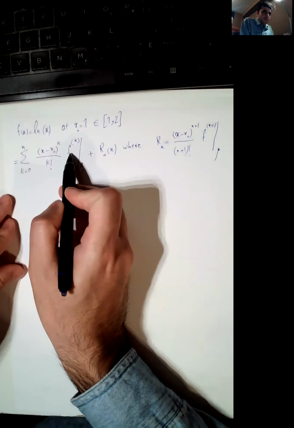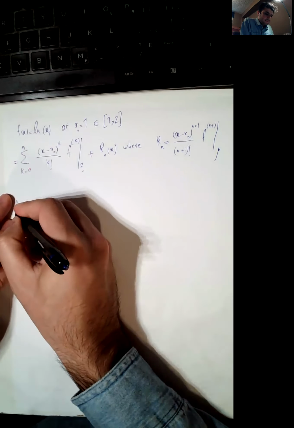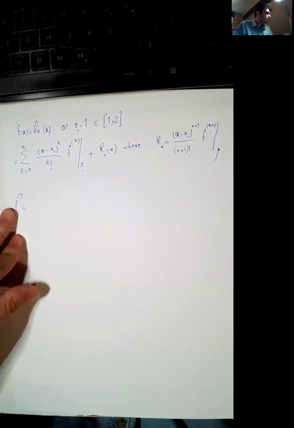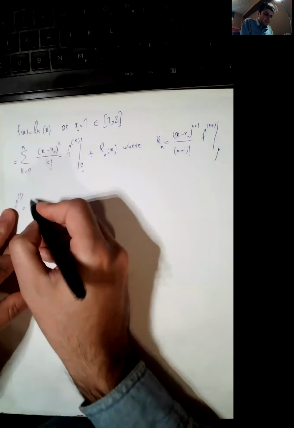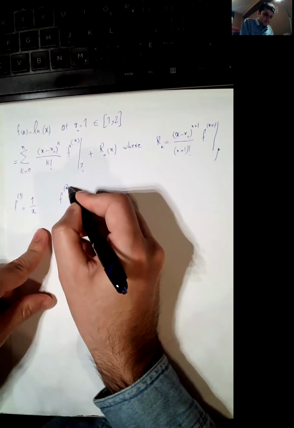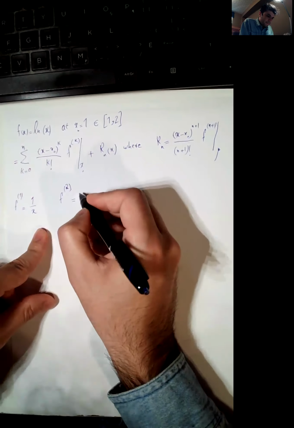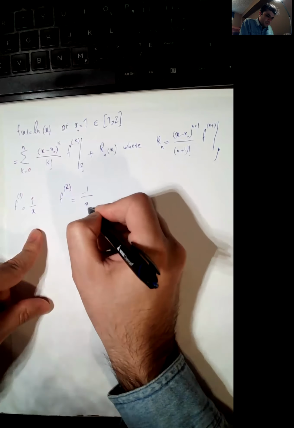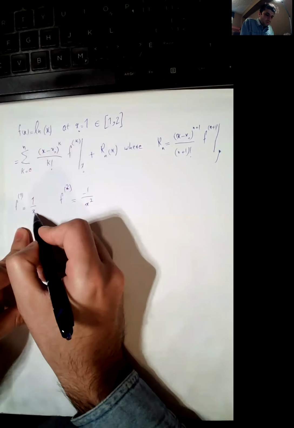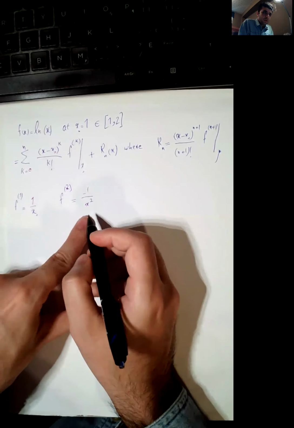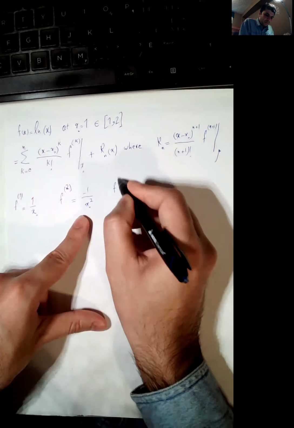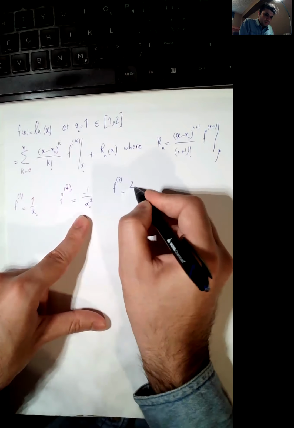Okay, let's compute the derivatives of the function ln x. The first derivative of ln x is 1 over x. The second derivative is minus 1 over x squared. So we compute the derivative at x0. It means that it should be 1 over x0, or here it should be minus 1 over x0. And the third derivative is 2 over x cubed.